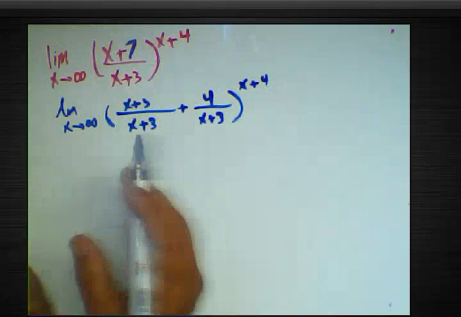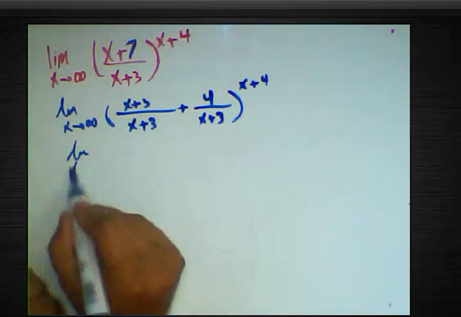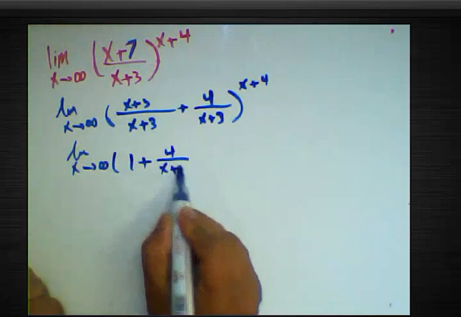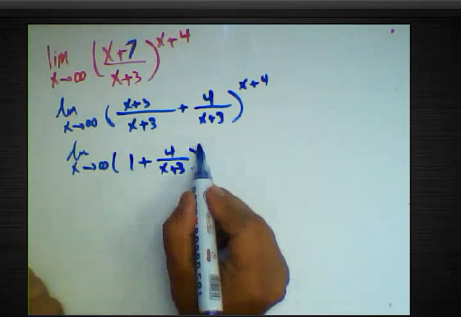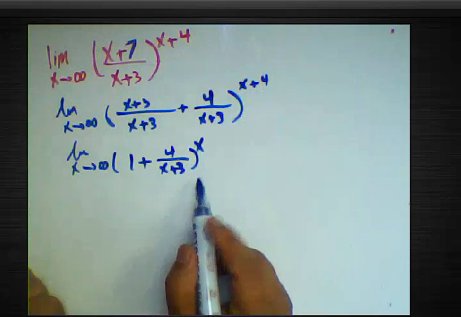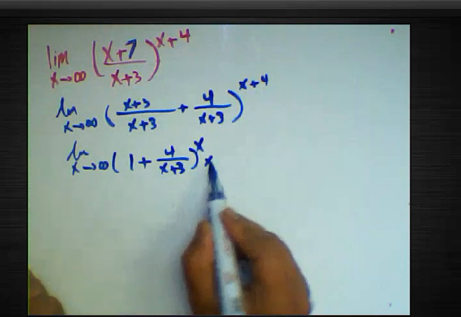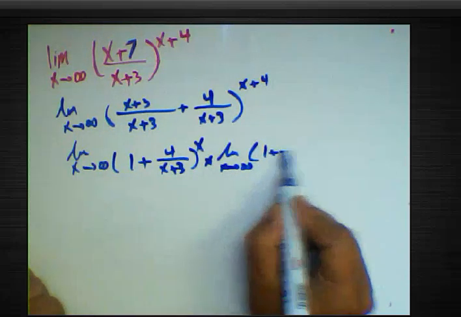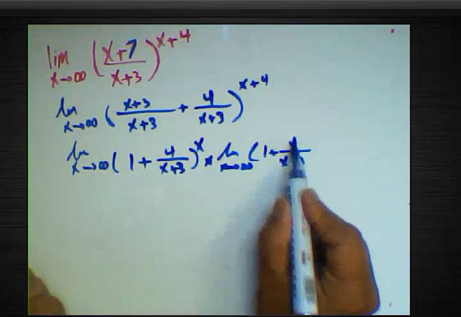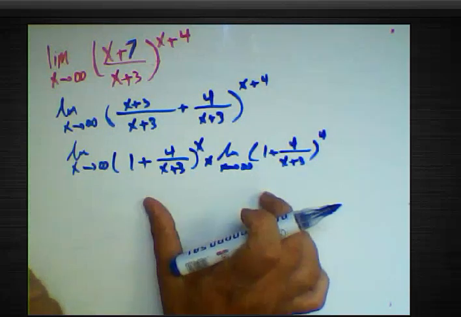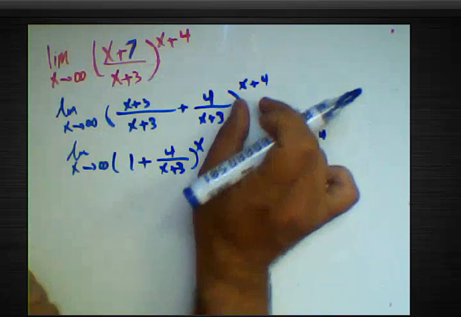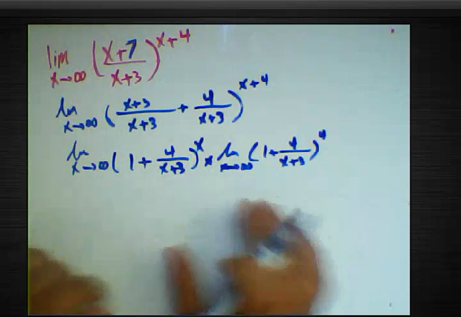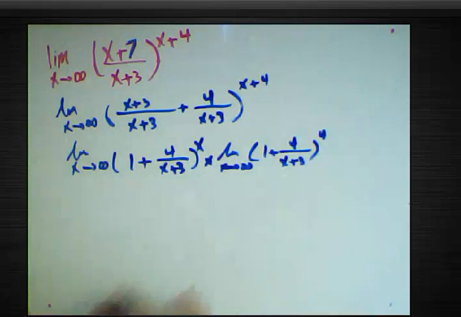I will distribute it. The first limit as x approaches infinity will be (1 plus 4 over x plus 3) all to the power x plus 4. We can convert this multiplication into the same limit of the same function, all to the power 4. If we find the result of the multiplication, the power will be x plus 4, because we have the same base here. If we multiply terms with the same base, we must add the two powers.